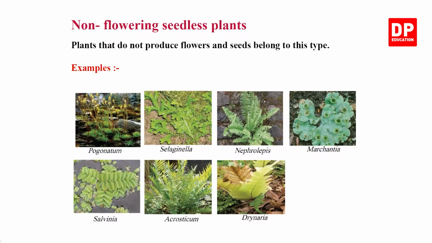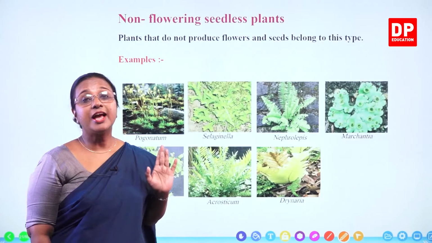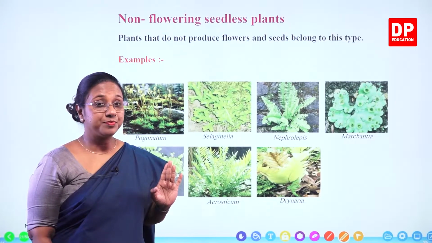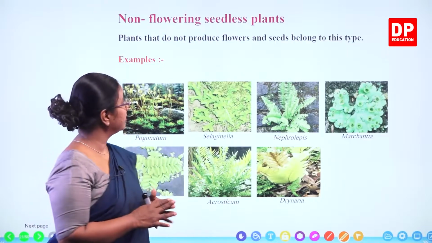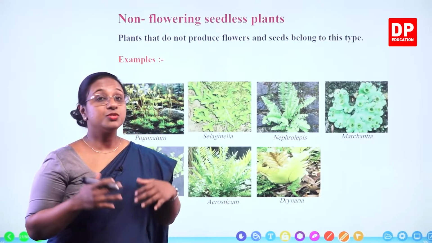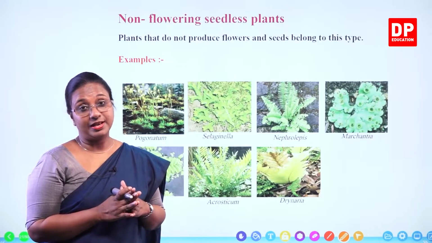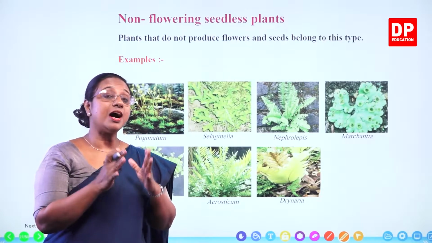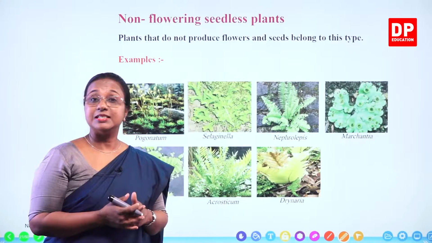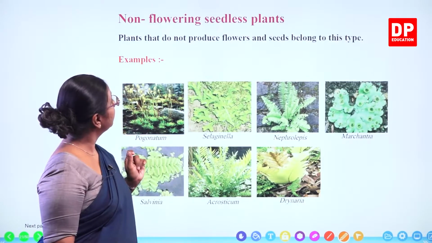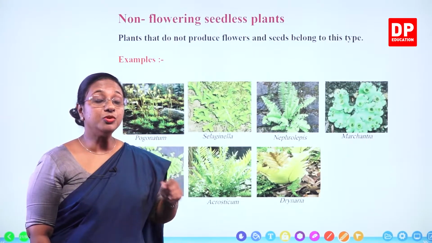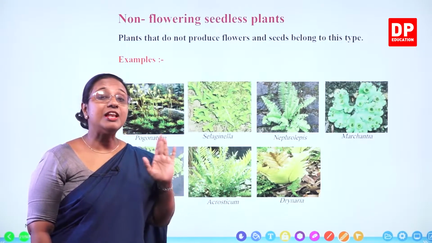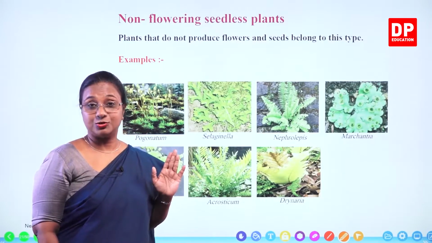So the first group, non-flowering seedless plants. From the name, students, you all can understand what type of plants they are. They come under the category non-flowering plants, so they don't produce flowers, and seedless plants, so they don't produce seeds as well. Now you all know flowers are the reproductive structures present in plants. So when they don't produce flowers, that means the plant cannot do sexual reproduction. So they will have to reproduce by asexual method.